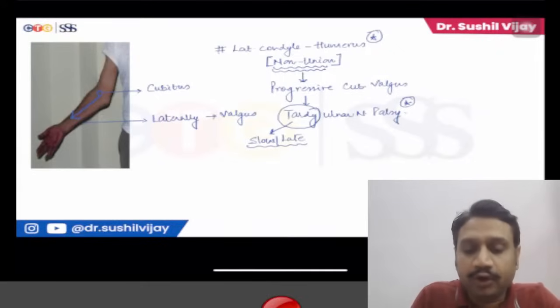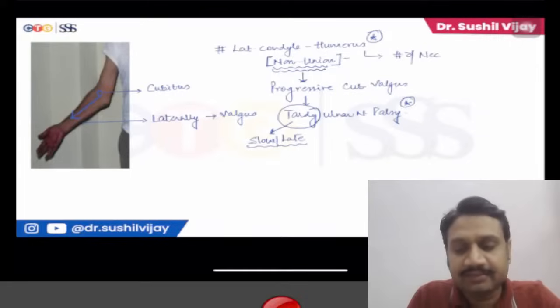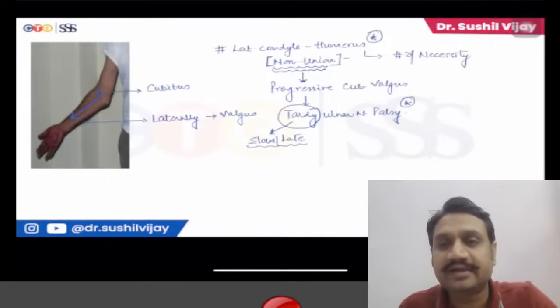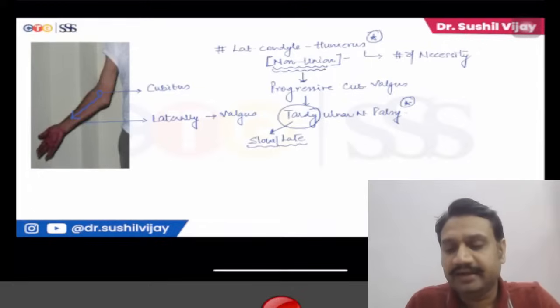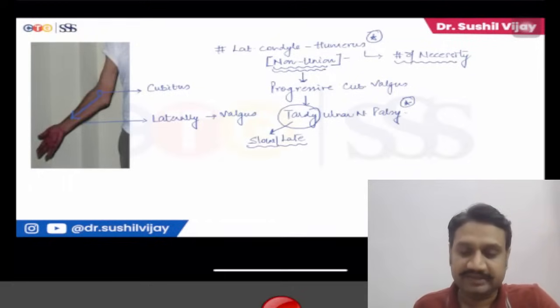Now, this non-union is the reason that these fractures are known as the fractures of necessity. So if by chance in your exam they ask you what the management plan should be for any lateral condyle fracture, it has to be fixation, right? Don't try to conserve it. It has to be fixation all the time. So that will be your fracture of necessity.